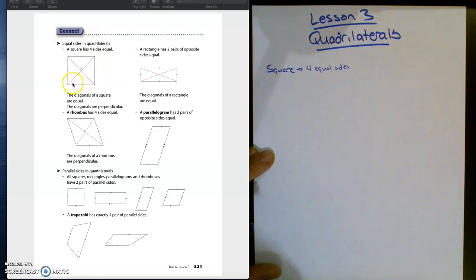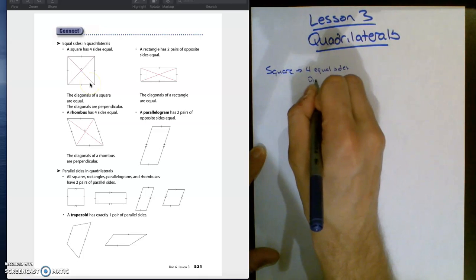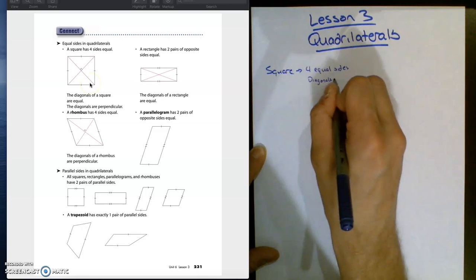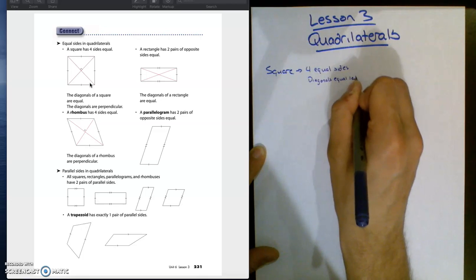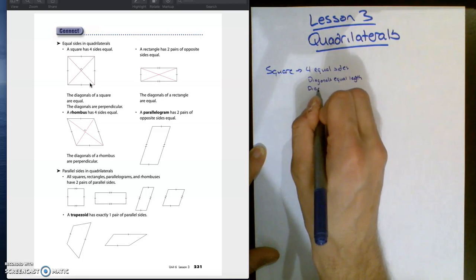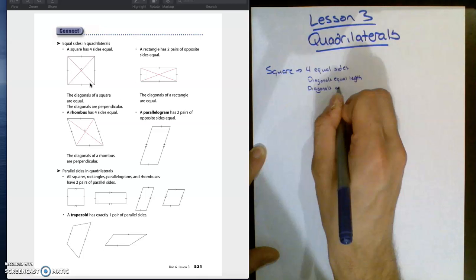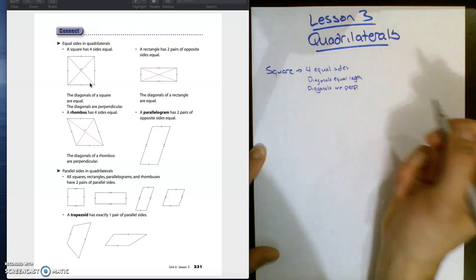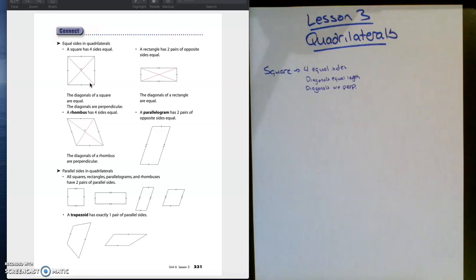These red lines that are here are called diagonals. They go across the shape in a diagonal from kind of opposite corners. These diagonals are equal length. That's going to be really important here. The diagonals are also perpendicular. I'm just going to write perp for perpendicular just to keep it short-ish. So if it has all of those things, and it has to have all of them, the shape is considered a square.